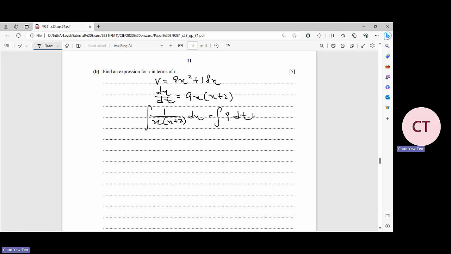You have something like this. Now, over here, we are going to use partial fraction to do it. Okay, so if we use partial fraction to do it, actually, we can just directly split them.